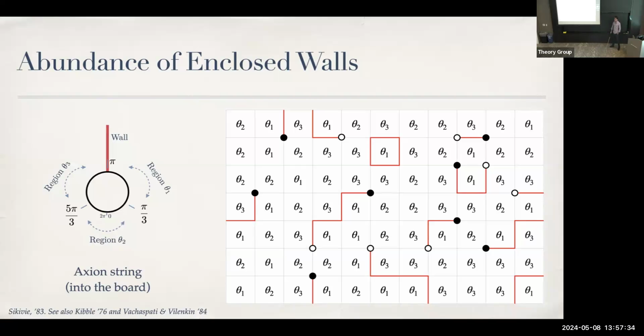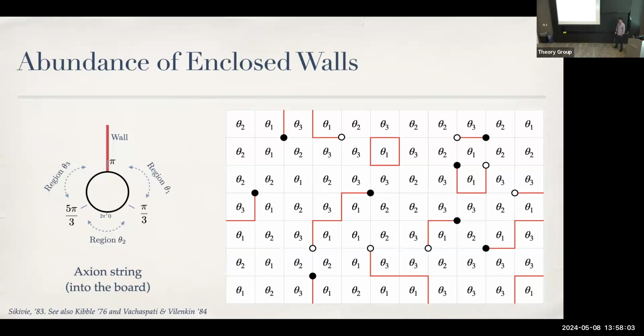But what you'll notice is, by chance, I can have a region of my universe where I have just theta 1 surrounded entirely by theta 3. So in this case, I have an enclosed wall that is not winding around any string. And you can see this is just a basic geometric probability. What are the chances that I have a region of theta 1 surrounded entirely by theta 3 without winding around, going back to theta 1, theta 2, and theta 3, i.e.